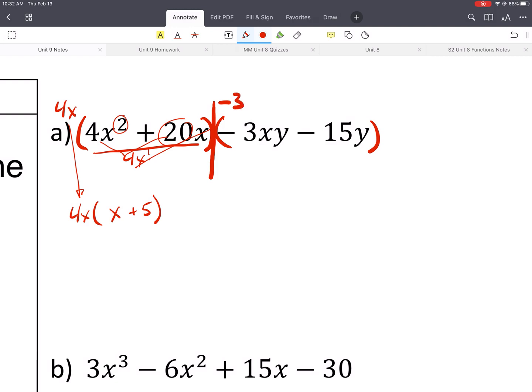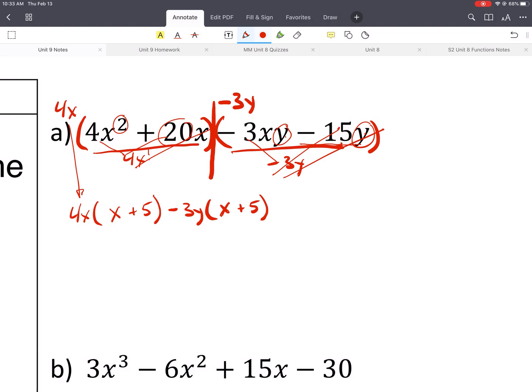We can't take out an x because there's not an x in this term, but we can take out a y from both terms. So negative 3y, and we'll divide everything by a negative 3y. So we'll have minus 3y times, well, negative 3 divided by negative 3 gives you a positive 1. X is by itself. We can't simplify that at all, but we have y over y, and that cancels out. And on the other side, we'll do negative 15 divided by negative 3. That ends up giving us a positive 5. And the y over y, those cancel out.